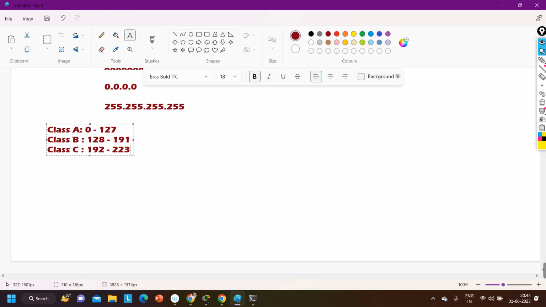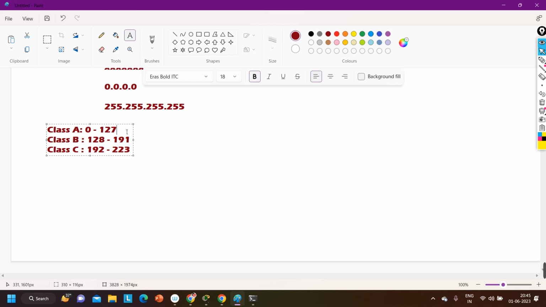But now let's discuss these three classes. If the value in the first octet is from 0 to 127, that means the IP address is a class A IP address. If the IP address is from this range, it belongs to class B. If the first octet value is from this range, then the IP address belongs to class C.